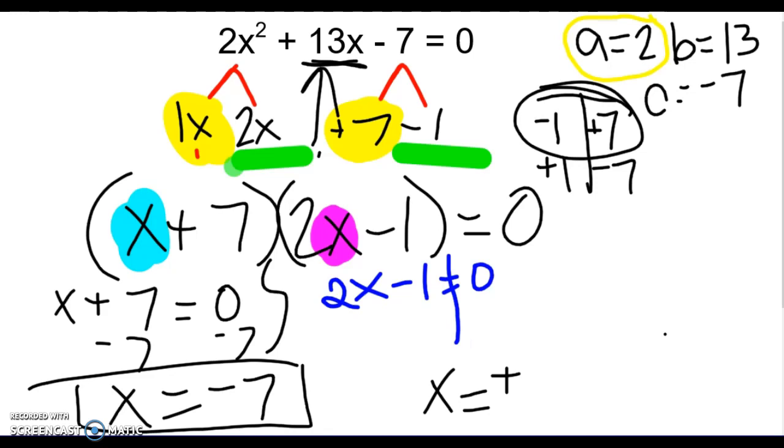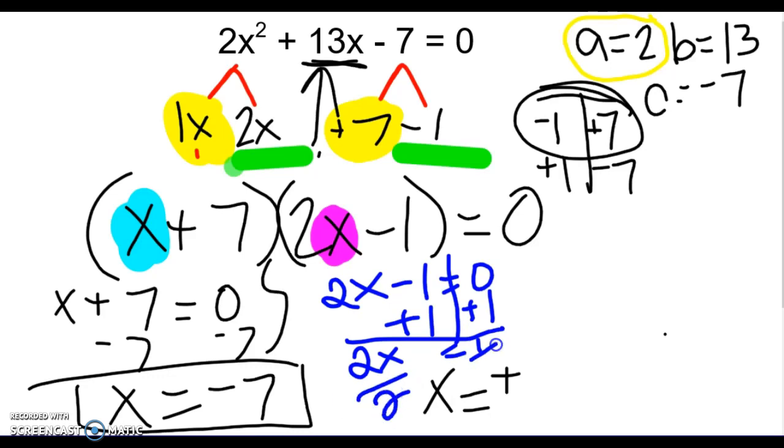So what do I undo first, the 2 or the -1? Go way back to 7th grade, 6th grade, undo the -1 by adding 1. So I get 2x equals 1. Now I am not done yet. The answer isn't +1. I have to divide by that 2. So my answer is +1/2.